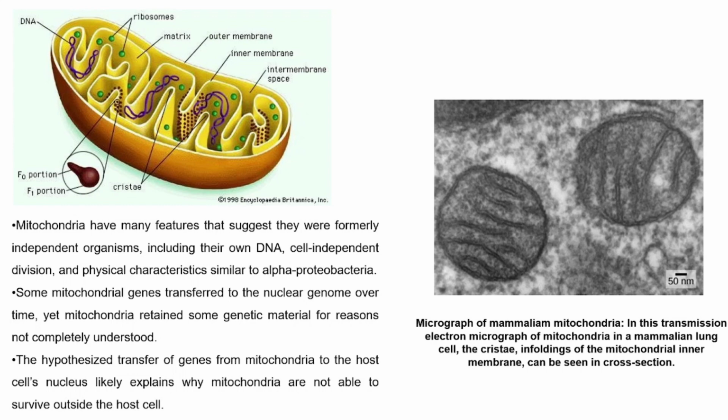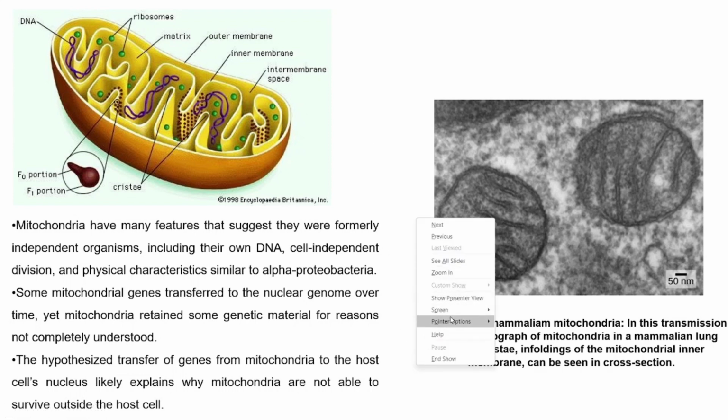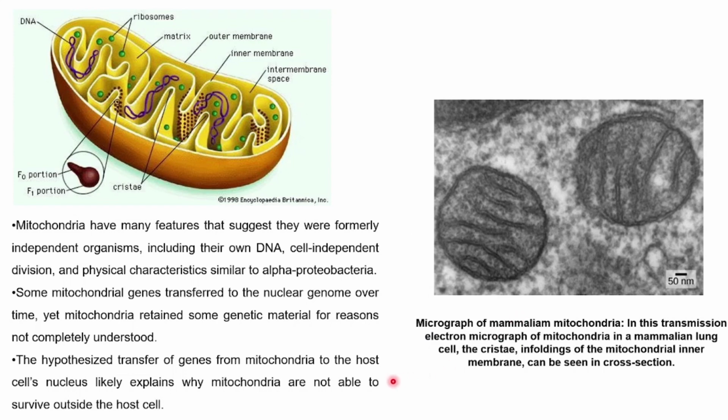The hypothesized transfer of genes from mitochondria to the host cell's nucleus likely explains why mitochondria can't survive outside the host cell anymore. Scientists are of the opinion that since they have a unique genetic material of their own, they might have been independent living organisms at some point during evolution. But as evolution moved forward, some of the genetic material got transferred to the nucleus of the host cell, and hence mitochondria can't survive without the cell's support anymore. Still, this might be a clue that they used to survive independently at some point.